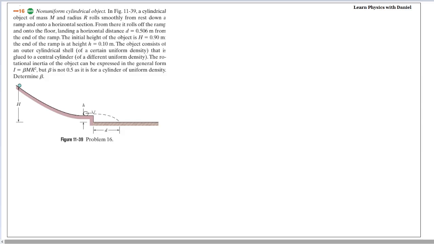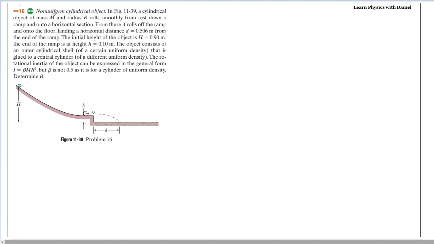Alright, hello and welcome to another physics problem tutorial. So today we will be looking through number 16 in chapter 11 of this textbook, which talks about angular motion. So this problem here is all about conservation of kinetic energy in introducing rotational kinetic energy.